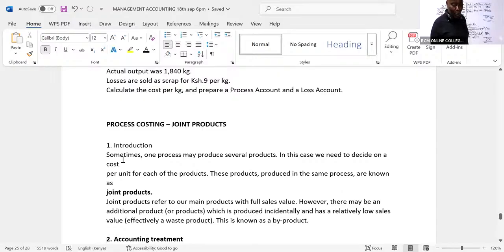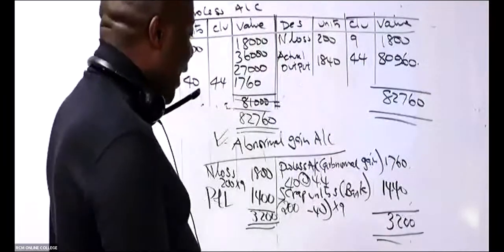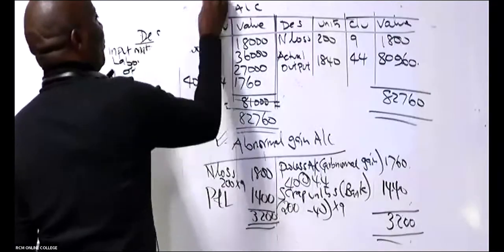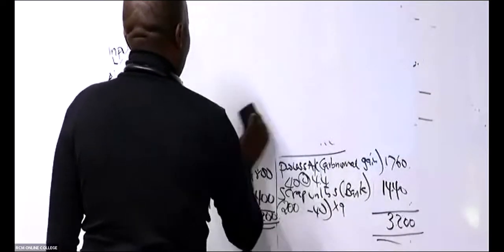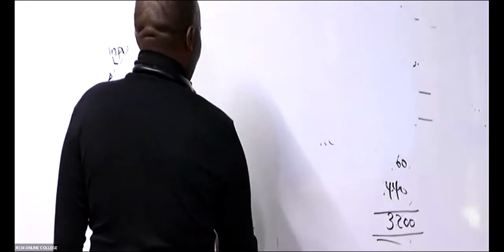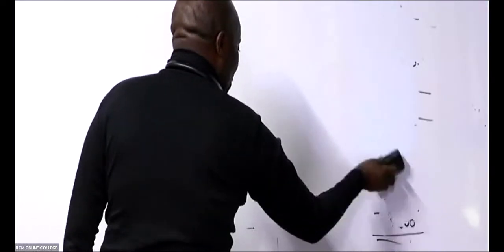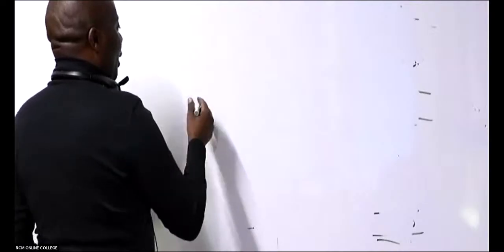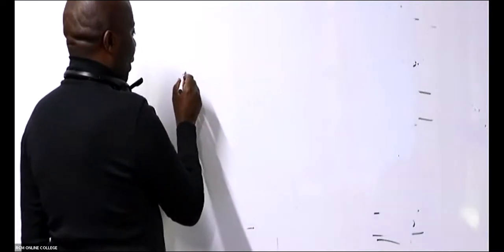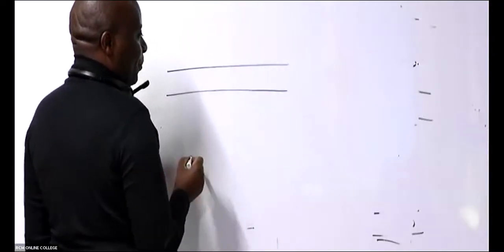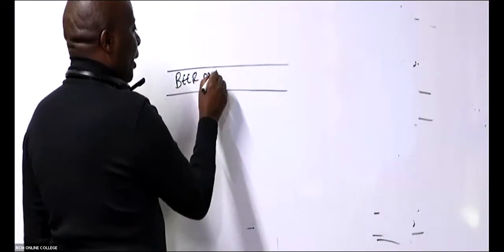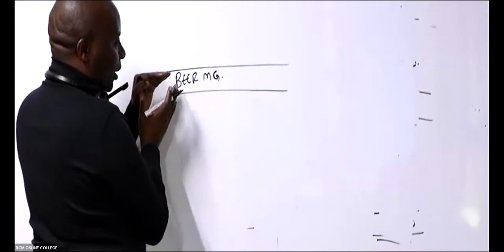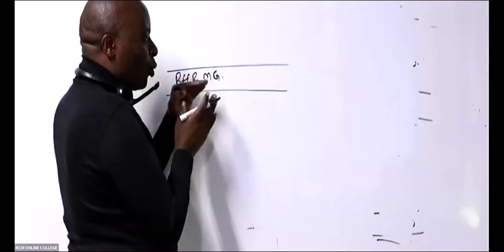So ladies and gentlemen, what are joint products? Remember, there are those products that will go through the same process, but during the output stage, they'll be able to basically go their separate ways. So we have a process here. This process, for example, could be beer manufacturing. Yeah, beer manufacturing. So all this is passing through the same process.